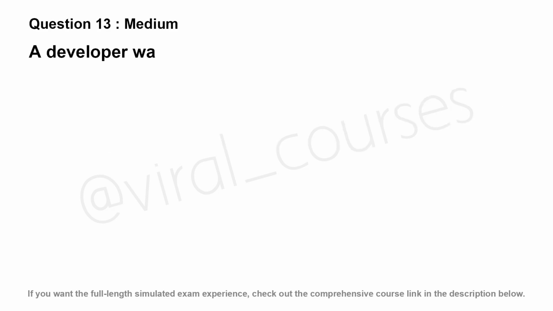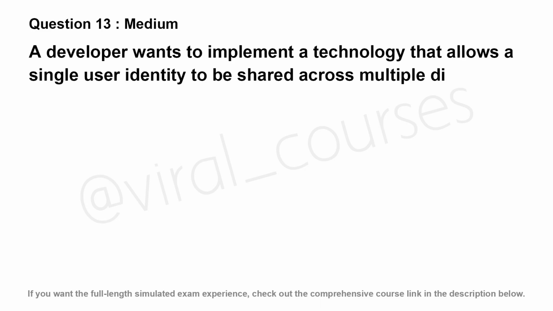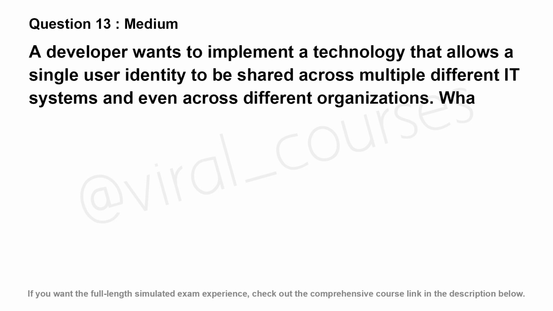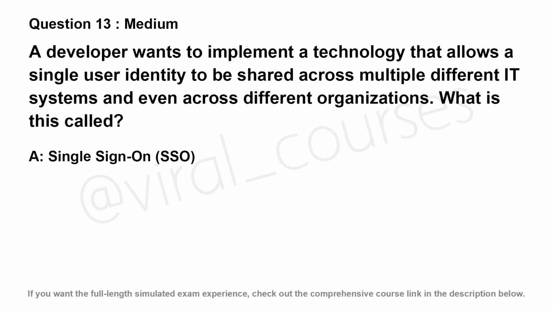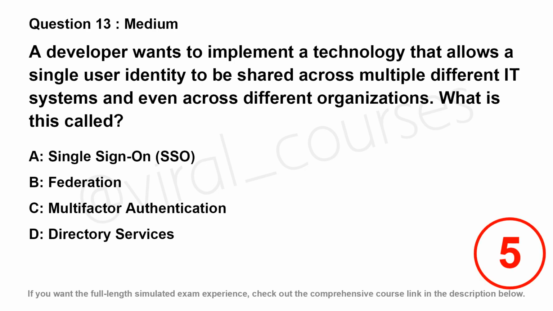A developer wants to implement a technology that allows a single user identity to be shared across multiple different IT systems and even across different organizations. What is this called? Option A, Single Sign-On, SSO. Option B, Federation. Option C, Multi-Factor Authentication. Option D, Directory Services.